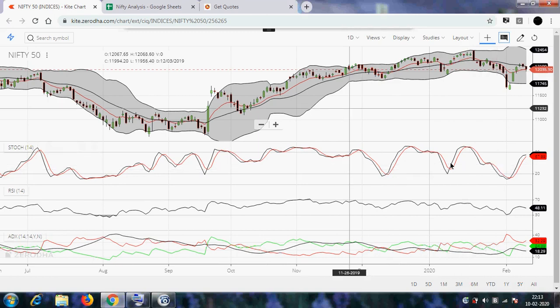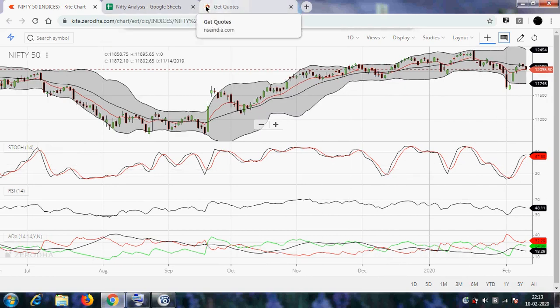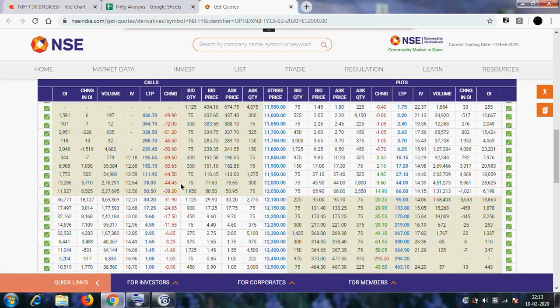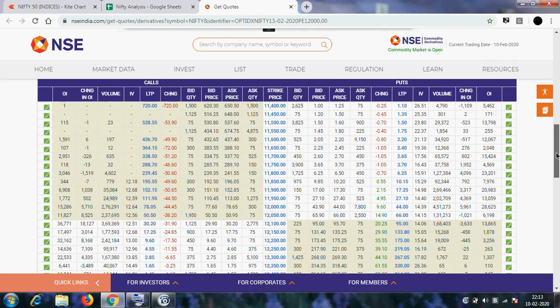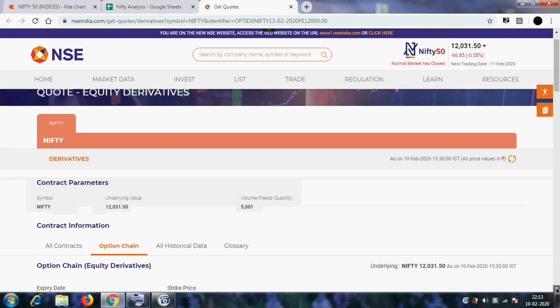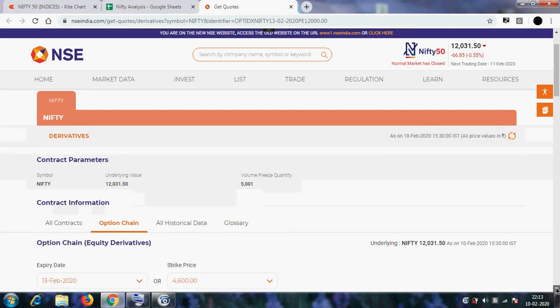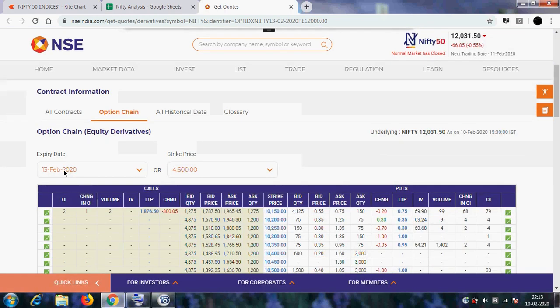Now let's look at the open interest. We'll go to the NSE and see the open interest. This is the NSE option chain for this week's expiry. I just wanted to show you how to take it on the right expiry. So here, this is 13th February.